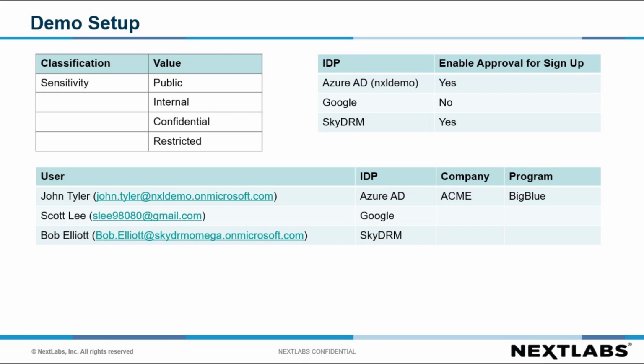Users in the domain SkyDRM Omega are for external partners. Enable approval for sign-up is turned on. When a new SkyDRM Omega user is signed up with SkyDRM, the user will be approved manually. The following users are used in the demo. John Tyler is in the program Big Blue of the ACME company. Scott Lee is a Gmail user. Bob Elliott is a SkyDRM Omega user.